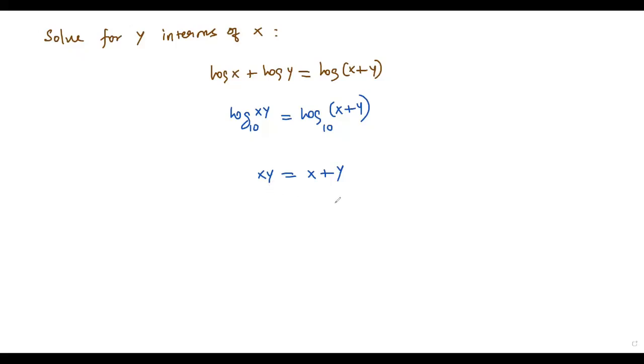So let's get all the terms which contain y on one side of the equation. Here already this term contains y. So let's try to get the variable y on the right side. For that I subtract y from both sides. A positive and negative y will cancel out. I get xy minus y equals x.